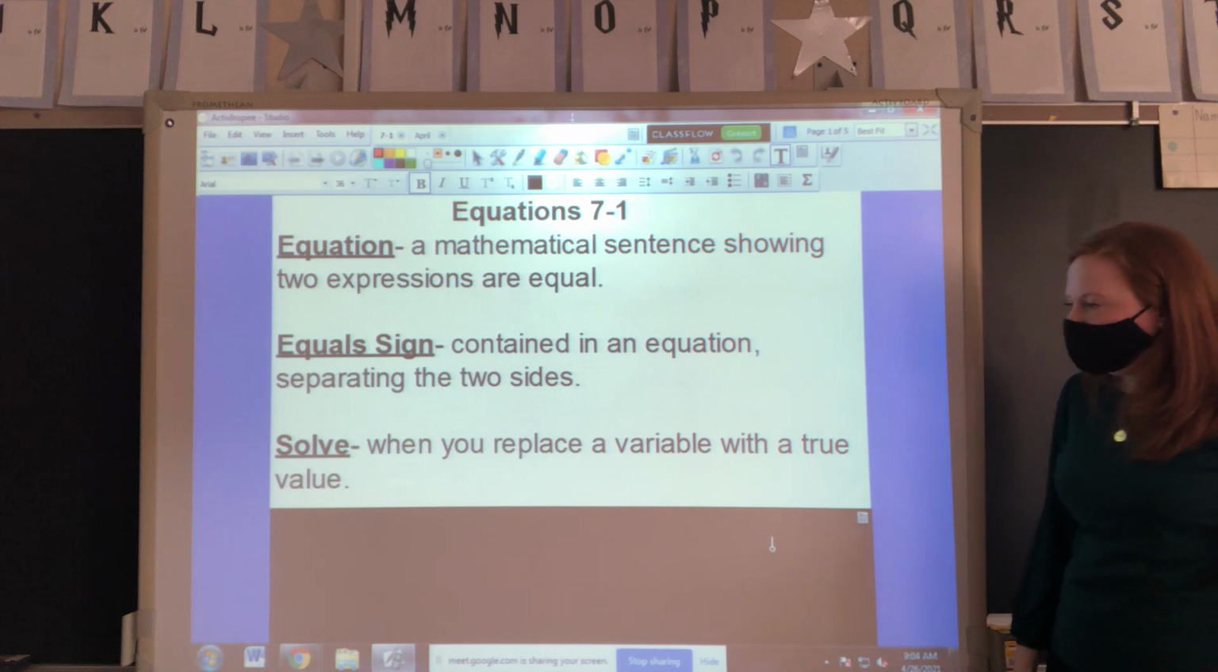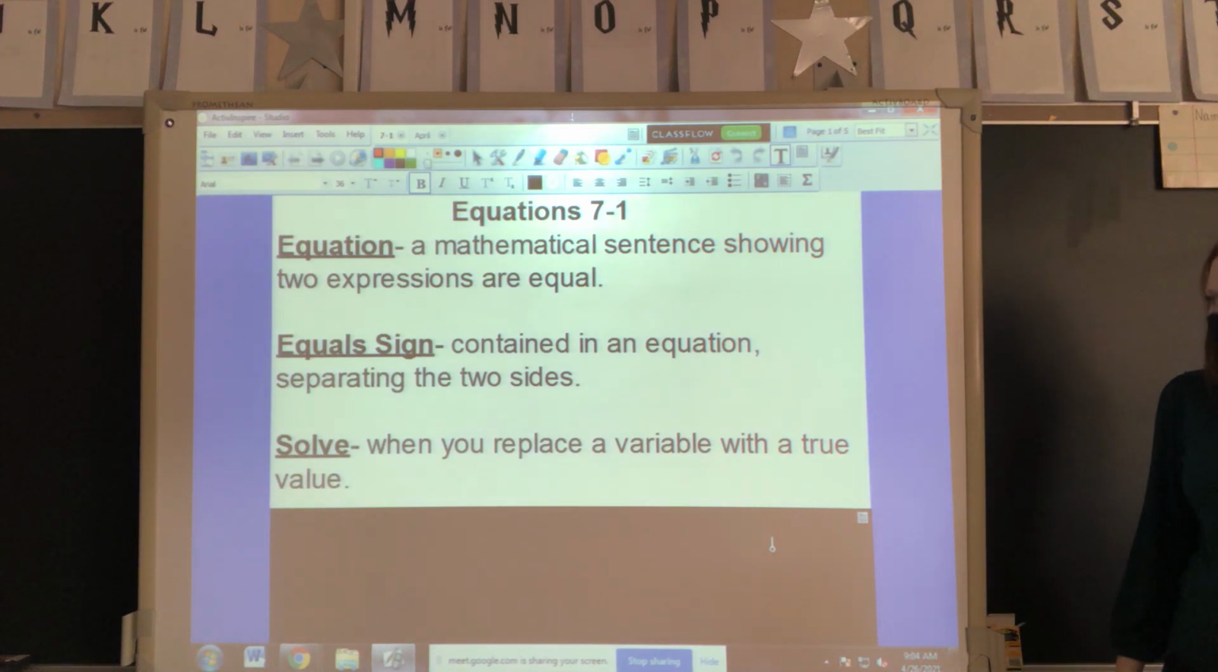Solve. So when you replace a variable with a true value. So if you were given a math problem, x plus 2 equals 5, and you have to find x, or they give you x to make it so that it's a true problem, you can solve it.